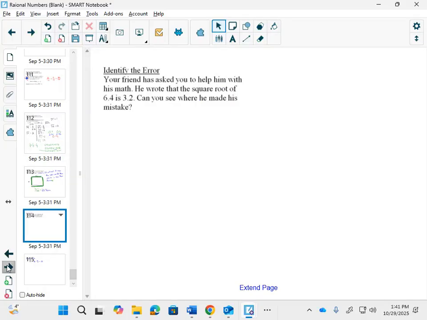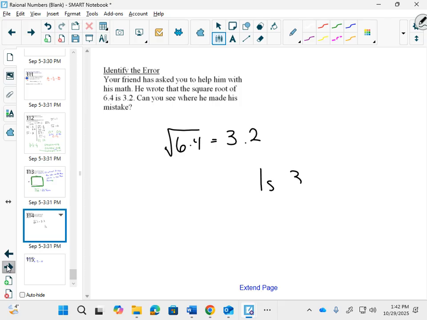I could have added names in here. You're a friend, and then we could add somebody in class, ask them to help with math. He wrote the square root of 6.4 is 3.2. Is that right? No. That's why I didn't use a name in class. Is the square root of 6.4 equal to 3.2? In other words, is 3.2 times 3.2 equal to 6.4?